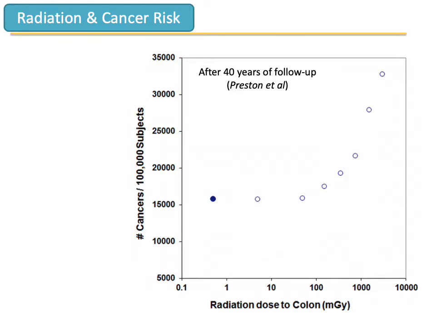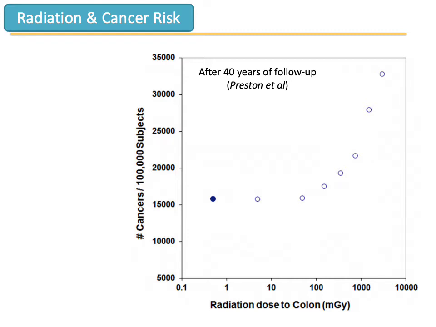This plot is from a study that looked at 50 years of data from this Lifespan study. It shows the cancer rate as a function of radiation dose to the colon, shown here in milligray and presented on a logarithmic scale. But again, these data show that below 100 milligray, it's far from clear what's going on.